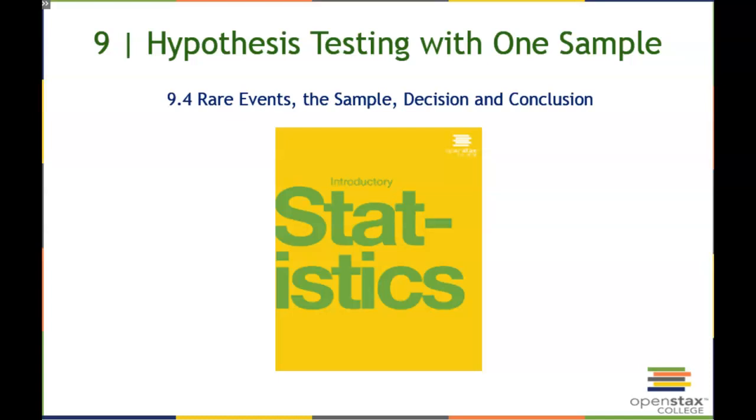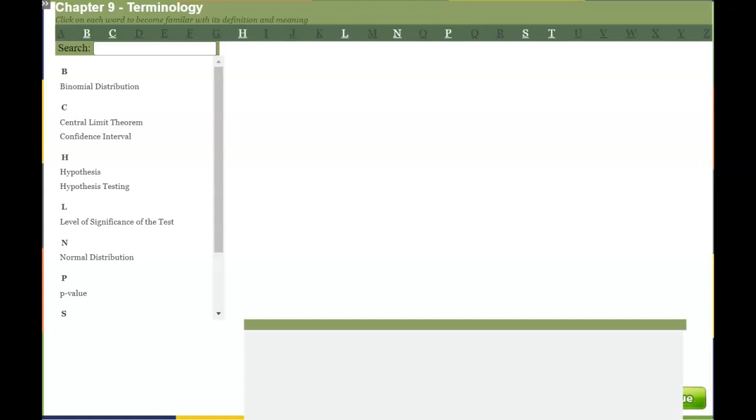Moving on to lesson 9.4, rare events, the sample, decision, and the conclusion. Get to know the new terminology for this lesson. Click on each of the words, learn its definition and meaning. When you are ready, click Continue.